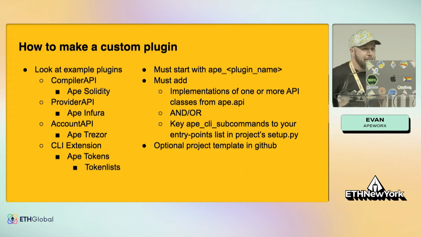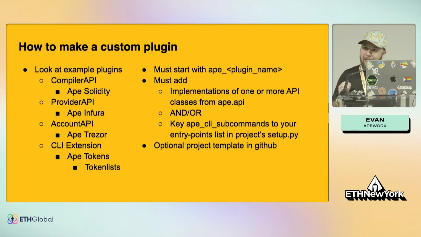So you're saying, Evan, how do I make a custom plugin? Well, let's walk through that real quick. The first place to start, if you want to go for this bounty or you're interested in plugins, is to look at some examples of plugins that we've already written. If you want to know something about Ape Solidity, you want to write a different kind of compiler for languages, I would take a compiler API and begin looking down that path. Providers, maybe something like Infura using the provider API, Trezor using the account API, or if you want to make a CLI extension, Ape Tokens wraps the token list and provides that through the CLI.